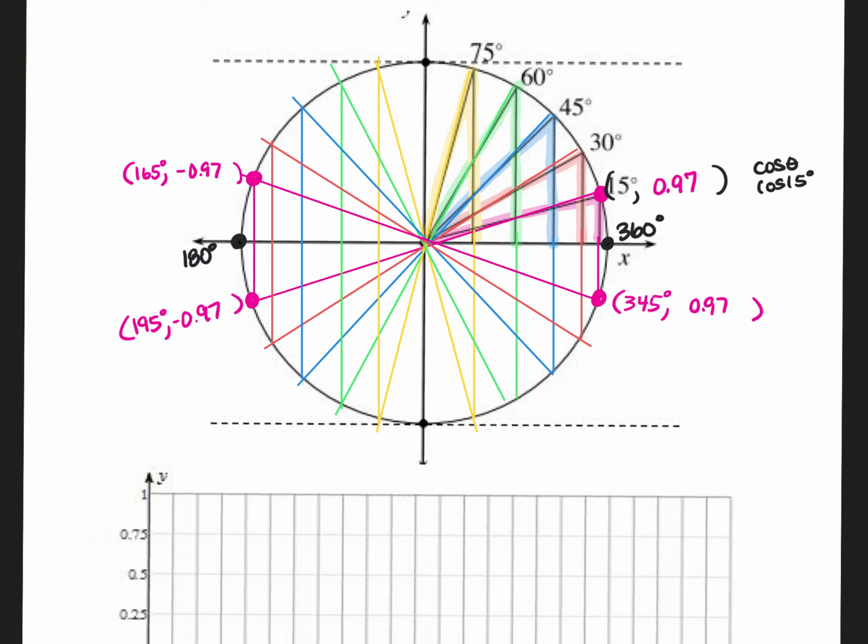So once you have these coordinates, and this is how all of these are going to be, this ordered pair here is just going to be 30 degrees, cosine of 30 degrees. 45 degrees, cosine of 45 degrees, and so on. Okay, so once you have all of those ordered pairs, there's a coordinate plane below here. You're going to use that coordinate plane to graph all of those points. And you'll notice that your x-axis is angles in degrees, and your y-axis is numbers between 0 and 1 and 0 and negative 1. Plot those points, and you'll have a good sketch of the cosine function.